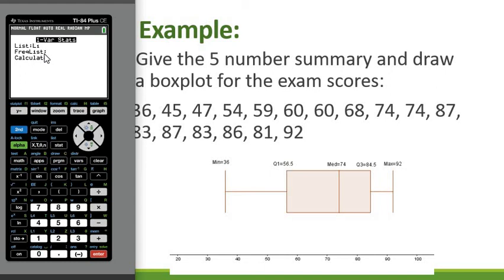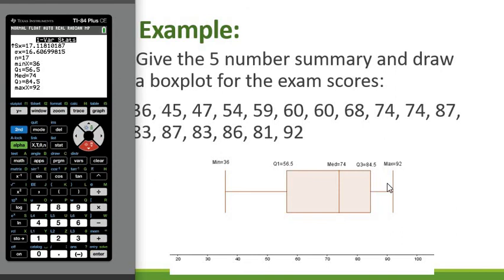So again, if you don't get this menu and you use L1, just hit enter and it'll run it for you. Here you can tell it where the list is. It's in L1, leave frequency alone, calculate, and scroll down and we've got our 5-number summary. So a min of 36, Q1 56.5, a median of 74, Q3 84.5, and a max of 92. So I did indeed have the correct data in there.